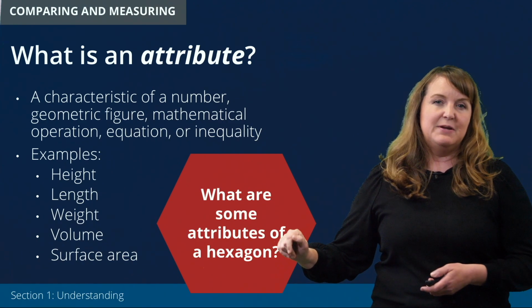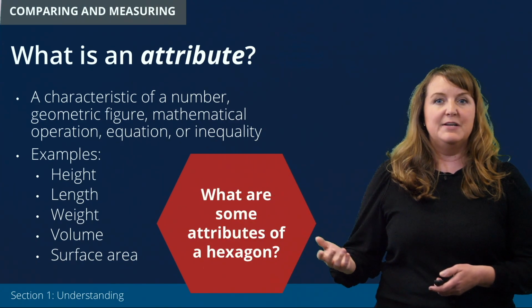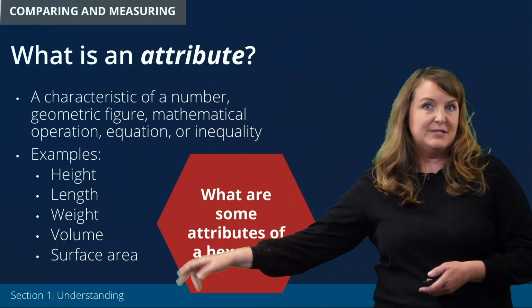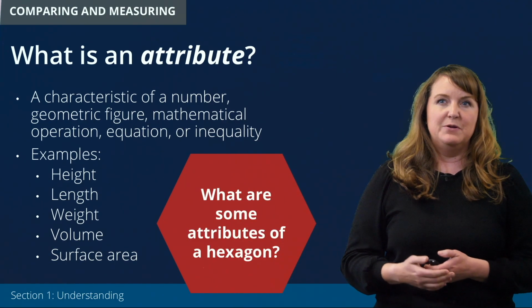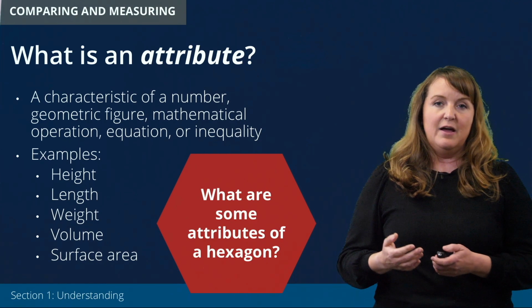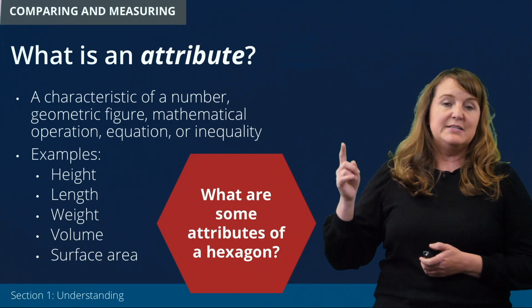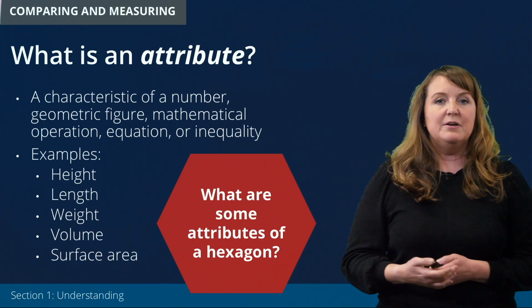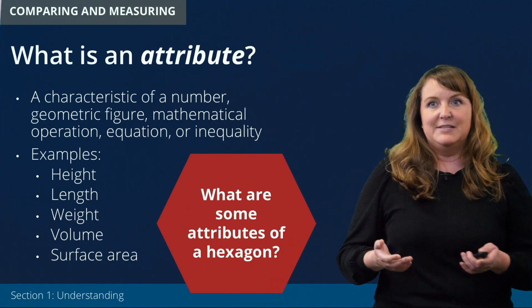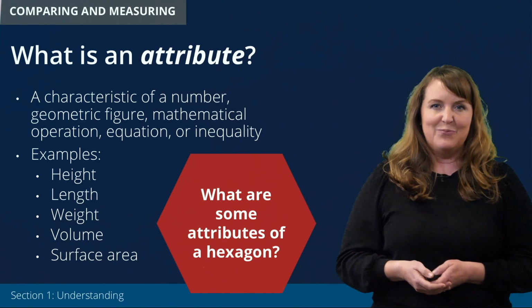Now, one of the things we can think about is, well, what are the attributes of a specific shape? In this example, what would be the attributes of a hexagon? So we could talk about the length of each of the sides of this hexagon. We could talk maybe about the height of the hexagon. We could also talk about, well, what color is this hexagon? We can also think about attributes that aren't on this list as well.